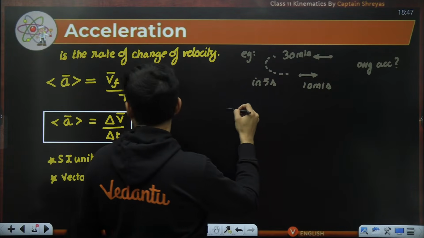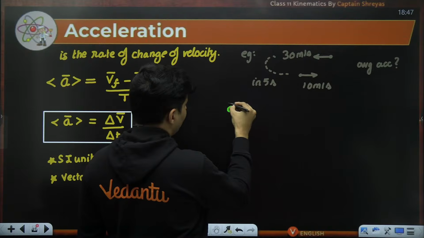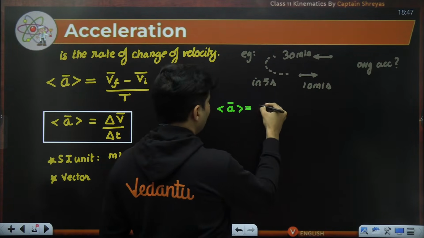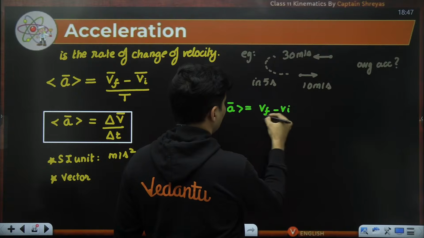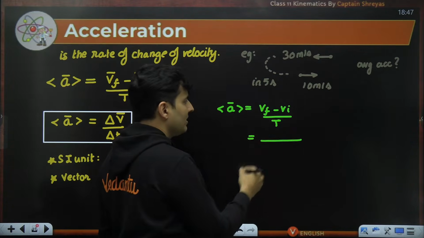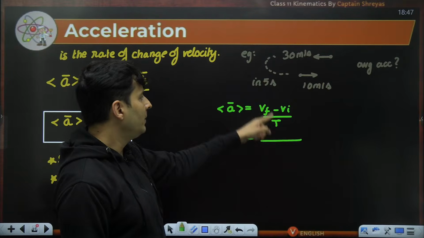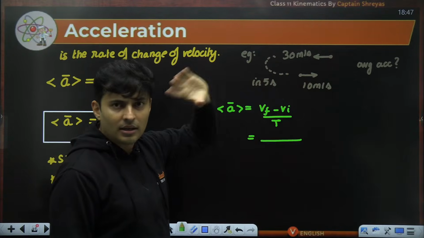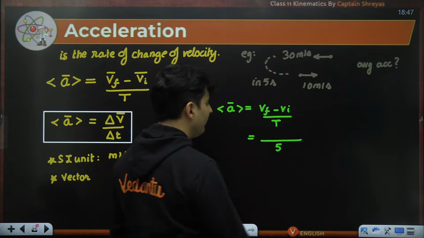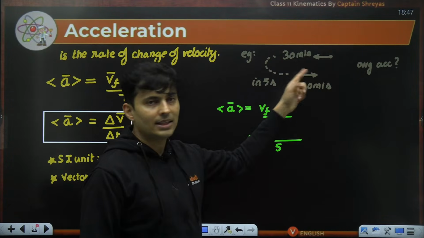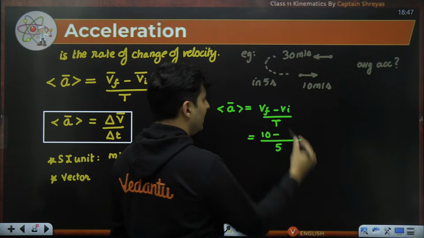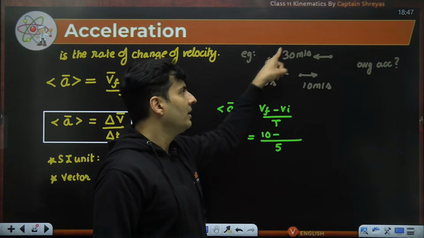So as per my formula, average acceleration is change in velocity by the time. So final minus initial divided by the time taken. So let's think what is final, what is initial, and what is the time taken. Time taken is obvious. It has changed the velocity in a matter of 5 seconds. So I'll put 5. Finally, it is going like this with this velocity of 10. So final velocity is 10. And initial velocity, as you can see, it is 30.